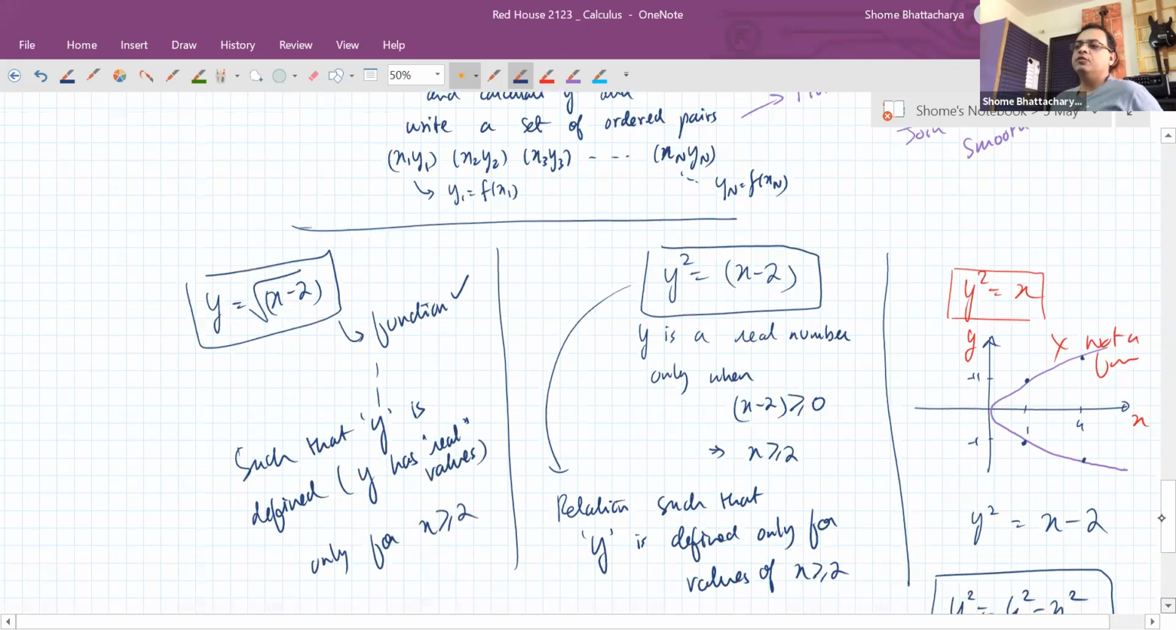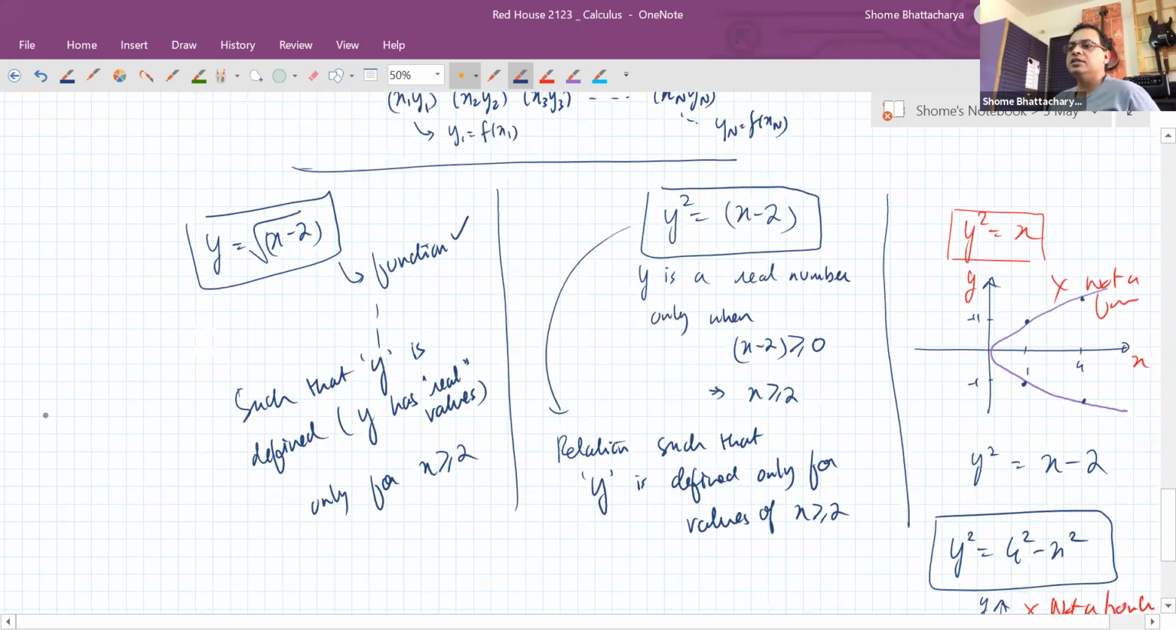So when we plot the graph of this later, we'll see that the graph also reflects this. The graph of this function will look something like this. This is 2. For x equal to 3, the value of y will become 1. For x equal to 4, the value of y will become root 2, which is 1.41. Like that, the graph will progress.